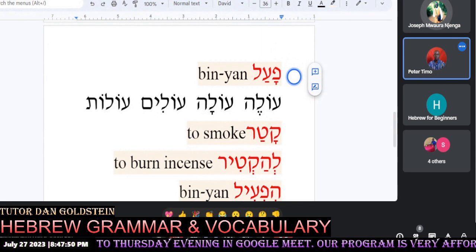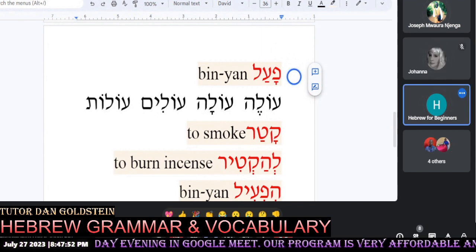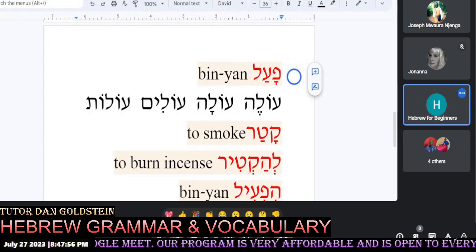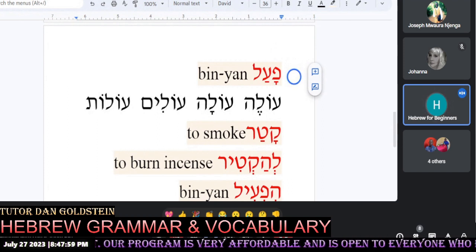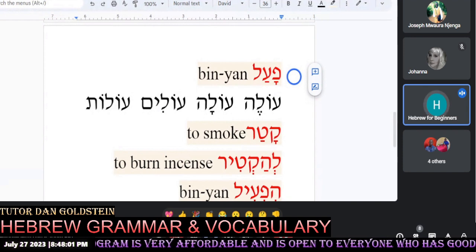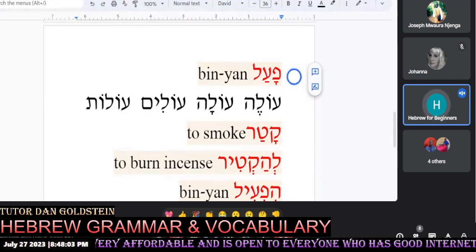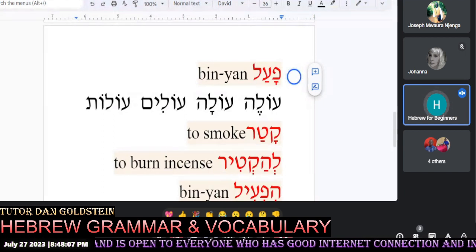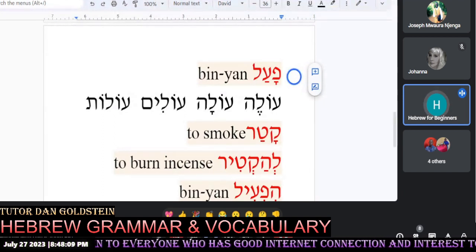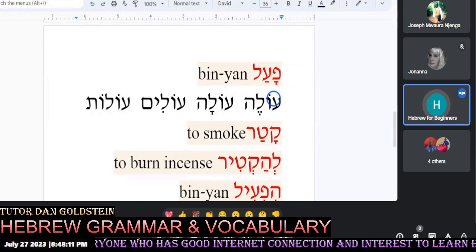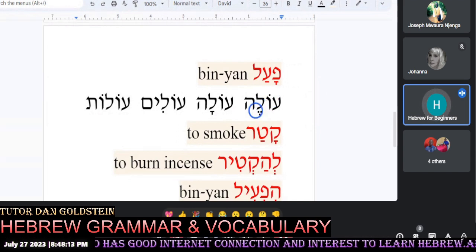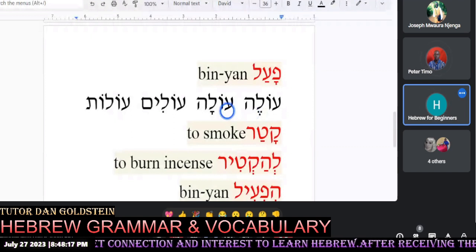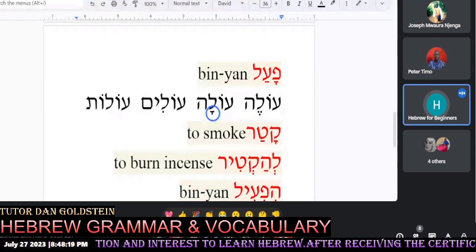Pa'al. Good. Pa'al is your first Hebrew verb class, and it's an active verb class. In the present tense, which is also sometimes known as the present participle, we have a cholam, and we have a segol in the masculine and a kamatz in the feminine.